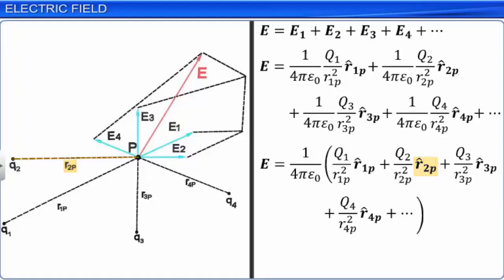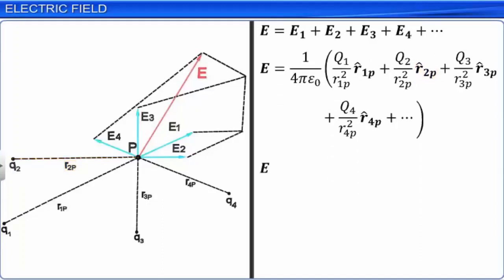The net electric field strength E can now be written as 1 by 4 pi epsilon naught sigma i equal to 1 to N Qi by RiP square into RiP cap, where RiP cap is the unit vector in the direction of the net electric field strength E.